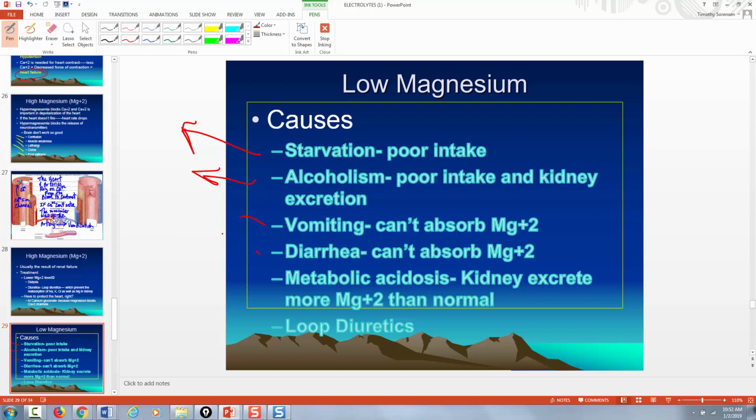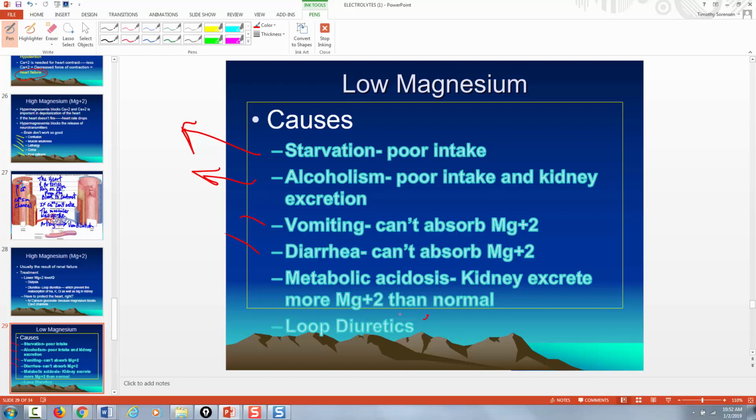So vomiting and diarrhea. And then metabolic acidosis. In a metabolic acidosis, the kidneys will excrete more magnesium along with more hydrogen ions. So the lower the pH of the blood, the more magnesium you lose.